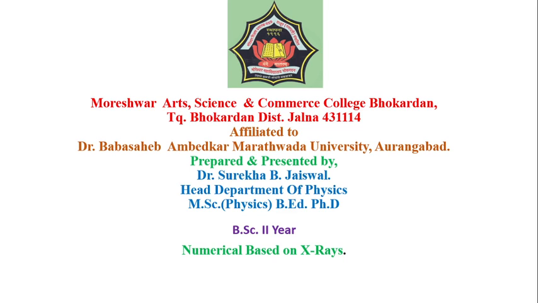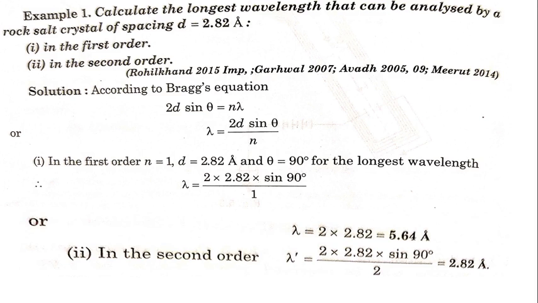Today we will see numerical based on X-rays. Now see example first. Calculate the longest wavelength that can be analyzed by a rock salt crystal of spacing d equal to 2.82 angstrom. Find the longest wavelength in the first order and in the second order.